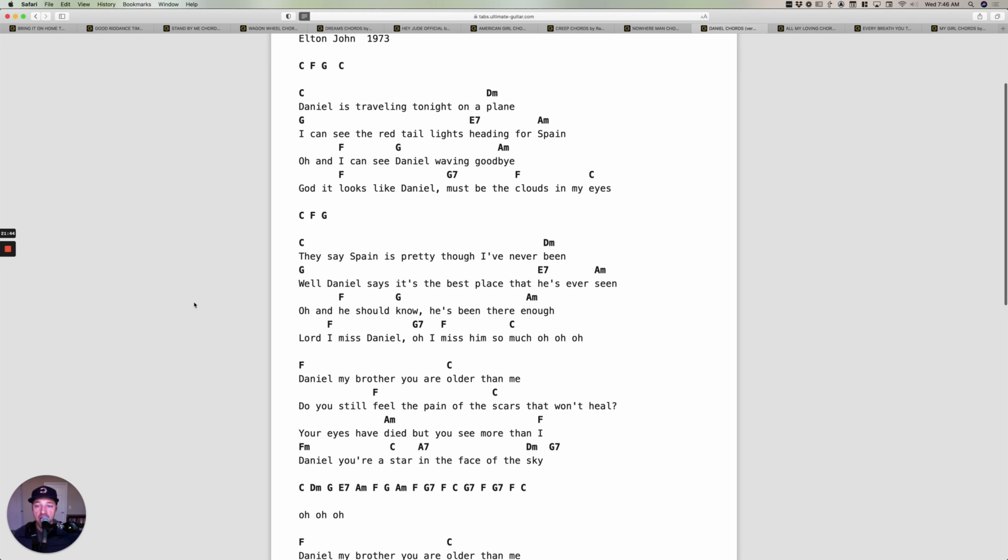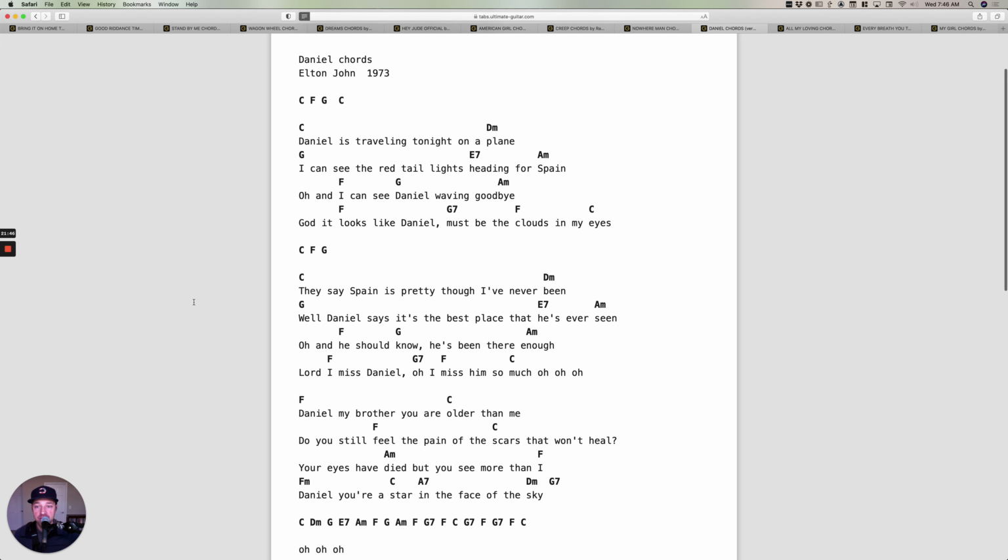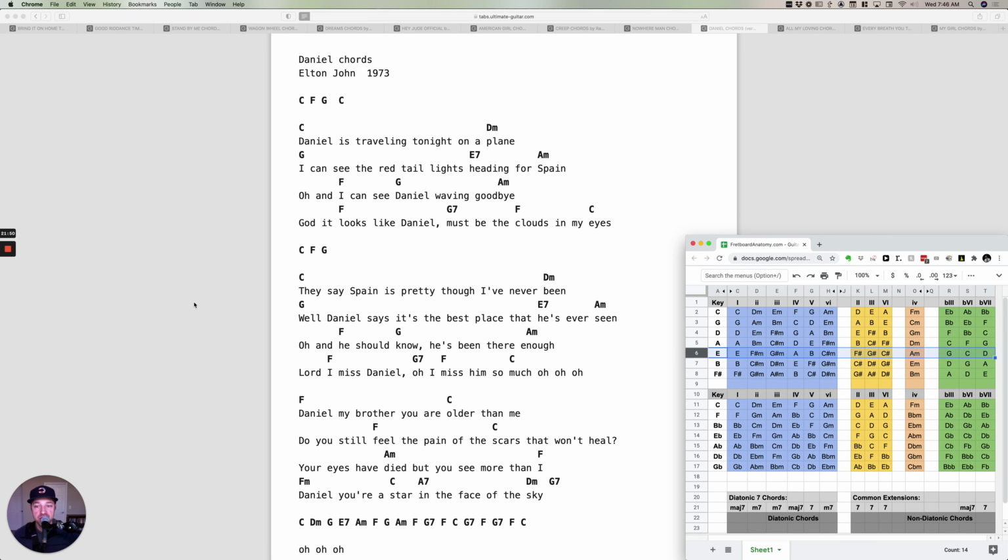So here's another one that uses the 4 minor chord and uses some borrowed chords in here. This is Daniel by Elton John. There's the D minor. So right away, like we think C to D minor, you're looking at 1 to 2, and then G, that's the 5 chord. So yeah, 1, 2, 5, this all makes sense.